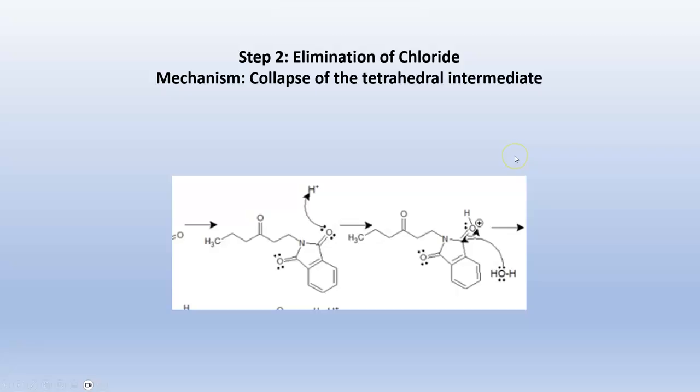The next step in this reaction is the elimination of chloride. The mechanism focus is essentially the collapse of the tetrahedral intermediate. In this part of the reaction, the intermediate collapses as the oxygen's lone pair reforms the carbonyl bond. This forces the departure of the chloride leaving group, as shown by the curved arrow, pushing the electrons from the carbon-chloride bond to the chloride itself. This yields a new amide intermediate formed between the alkyl chain and NHPI.